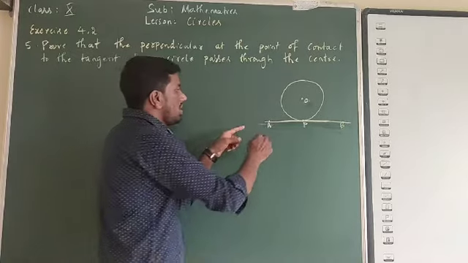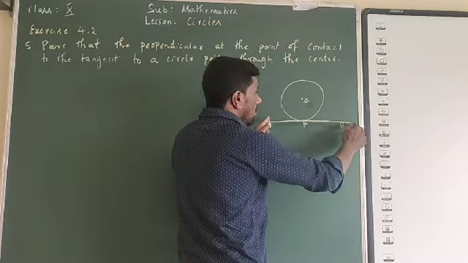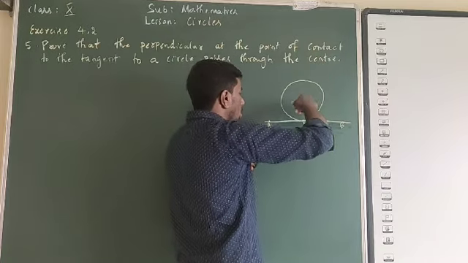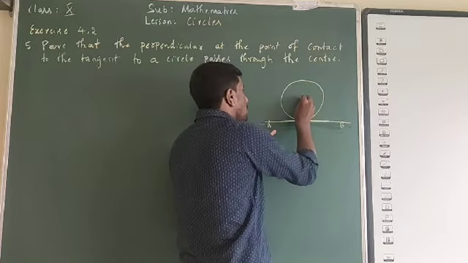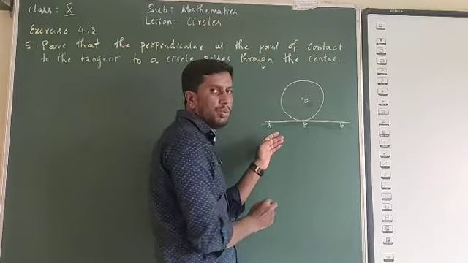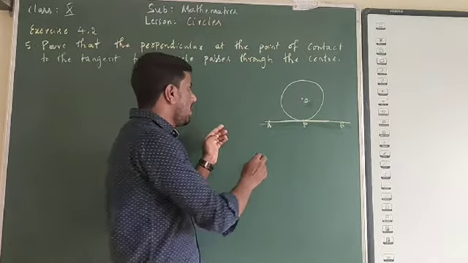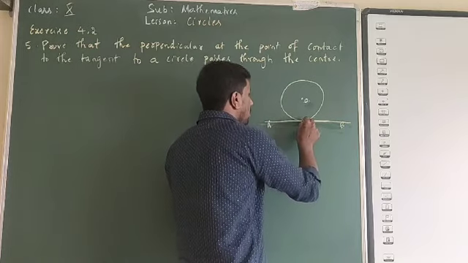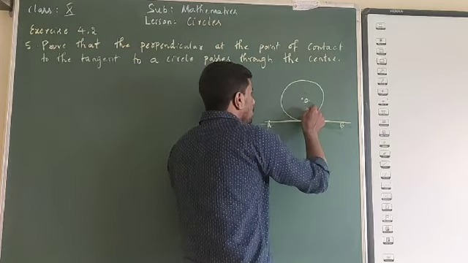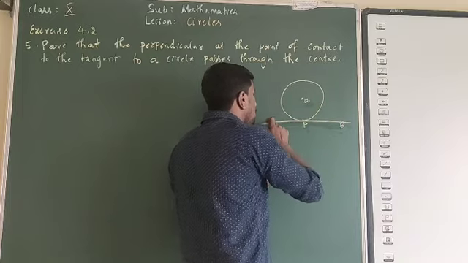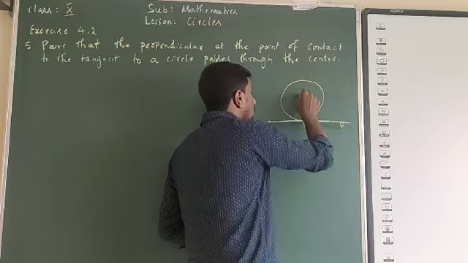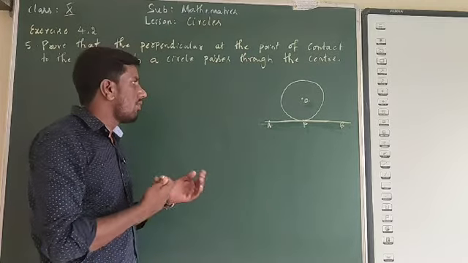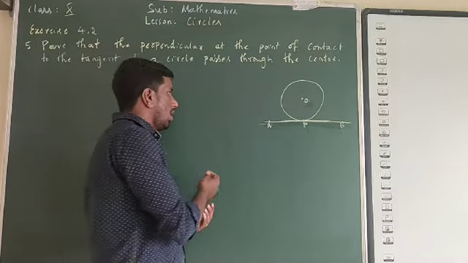So this is the tangent. This is the tangent, and the perpendicular to this tangent should pass us through the center. That we need to prove. The meaning of this theorem is, we will be having a center and a tangent at the point P. We need to prove that if I write the perpendicular to the tangent, that will pass us through the center. So that we need to prove in this question.